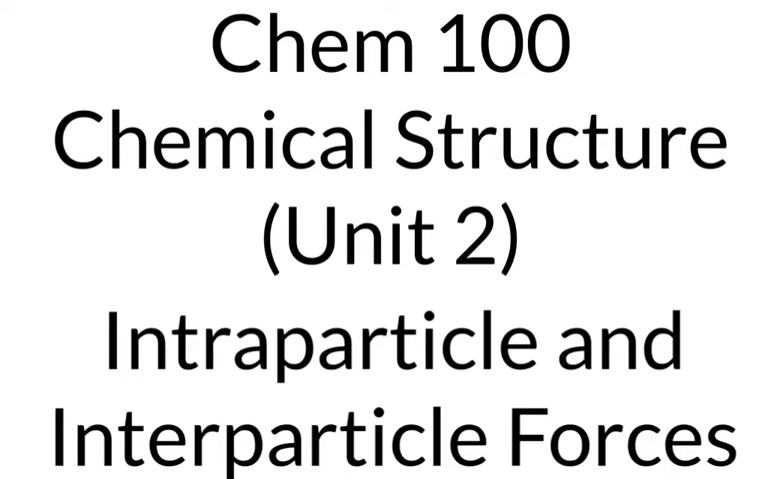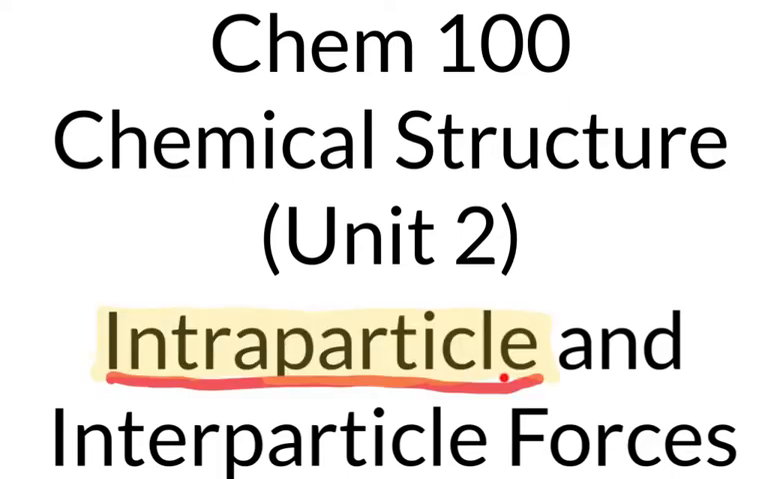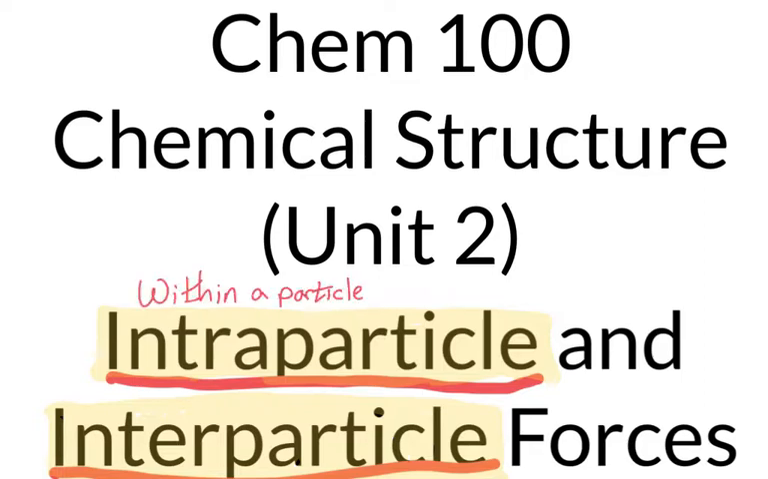Now that we know about intraparticle and interparticle forces, and we understand a little bit about how electronegativity affects polarity, we're going to talk about those intra and interparticle forces in more detail. We're going to talk about the 7 different forces that are commonly found in chemical structures and chemical compounds, and the interactions that they have, both within the particle and between 2 separate particles.